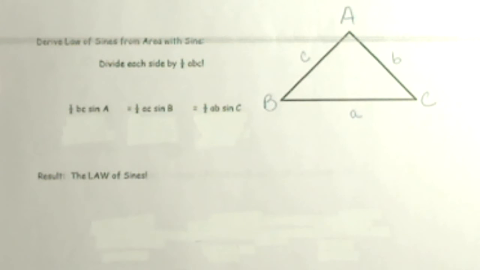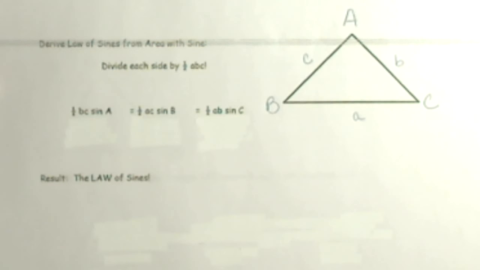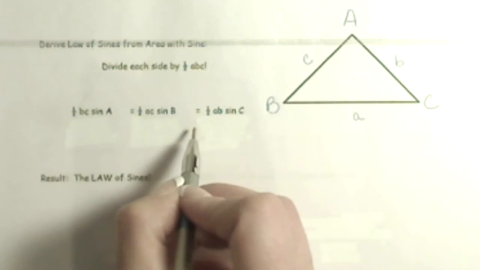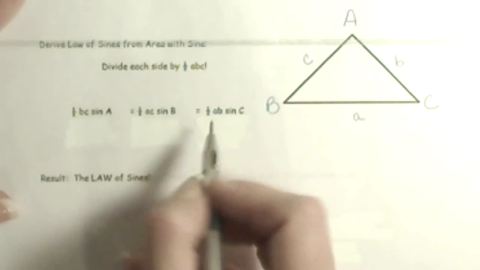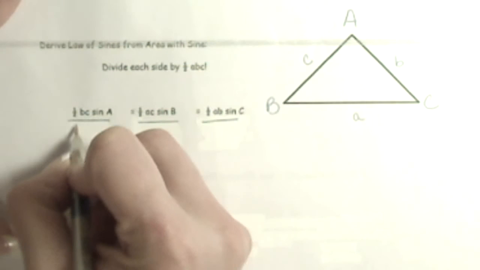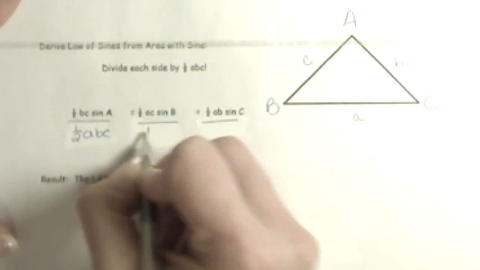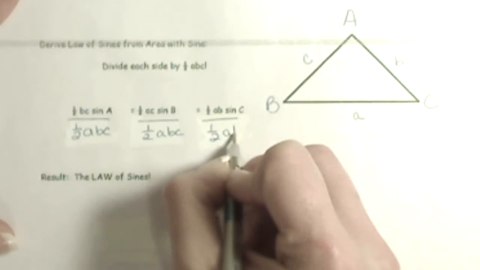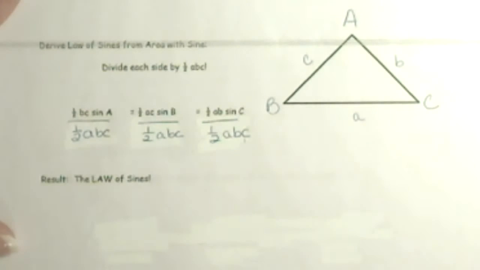The law of sines is going to be derived from using area with sine, which we previously explored. If you start with the area with sine with 1/2 BC sine A and 1/2 AC sine B and 1/2 AB sine C, and you take this seemingly three-sided equation, you divide all three sides by 1/2 ABC, because an equation can be divided on both sides by the same value, or in this case, all three sides, you end up with a lot of canceling going on.